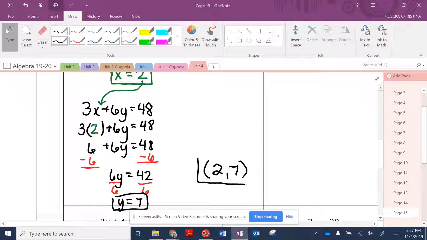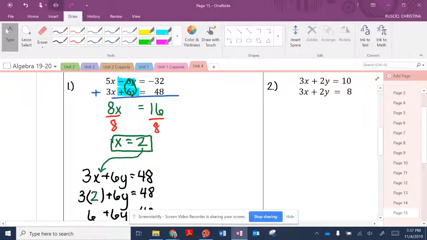So if you can just close your eyes and visualize two lines crisscrossing at the point (2, 7), you are thinking of this system right here.